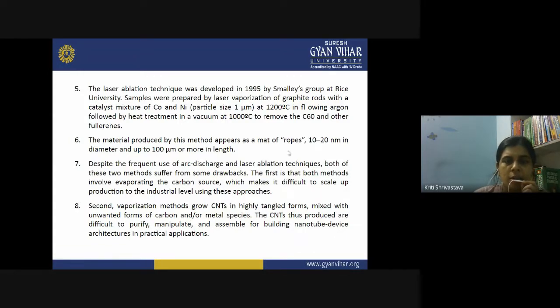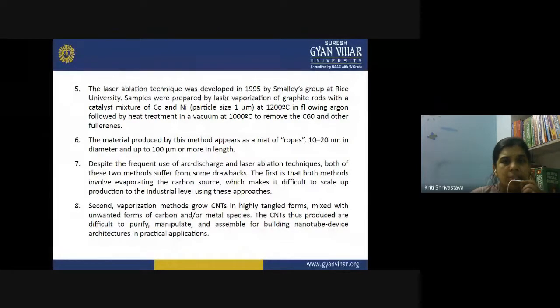Also, the material produced by this method appears as a mat of ropes, 10 to 20 nanometer in diameter and up to 100 micrometer or more in length. So what type of nanotube could this be? This could be the multi-wall nanotube. Like I have said, 0.2 to 2 nanometer diameter is the case of a single wall nanotube, and whenever it is greater than this, it will be multi-wall nanotube.